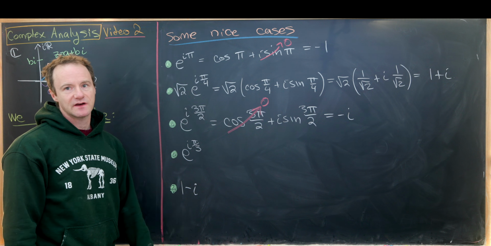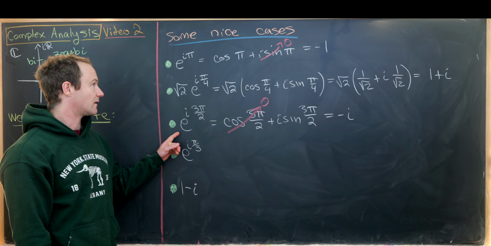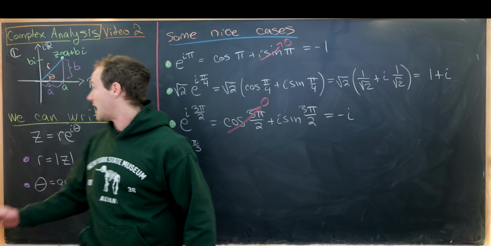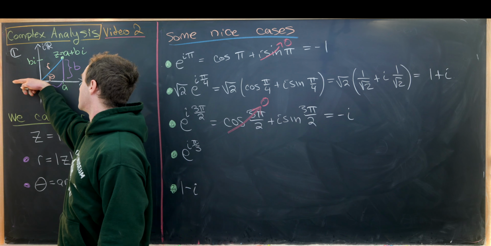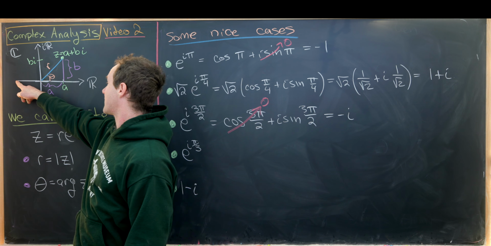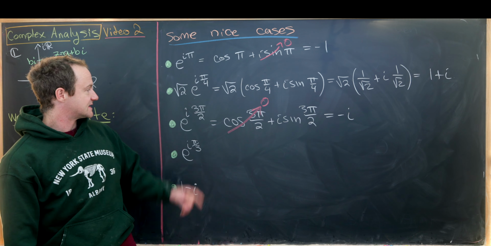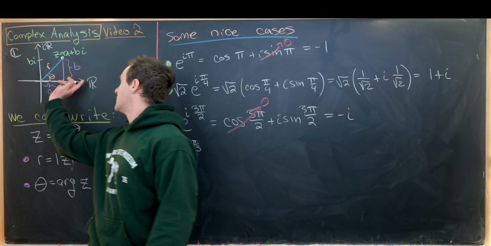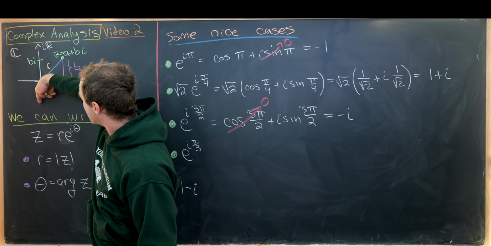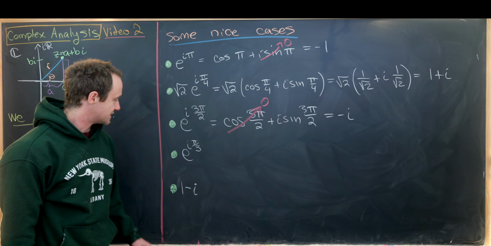Notice that all of this stuff makes sense graphically as well. Notice that e to the i pi would be like a pi radian angle, so it would be over here, that's -1. Likewise, this guy right here, e to the i 3 pi over 2, that would flip all the way down here to the negative imaginary axis.